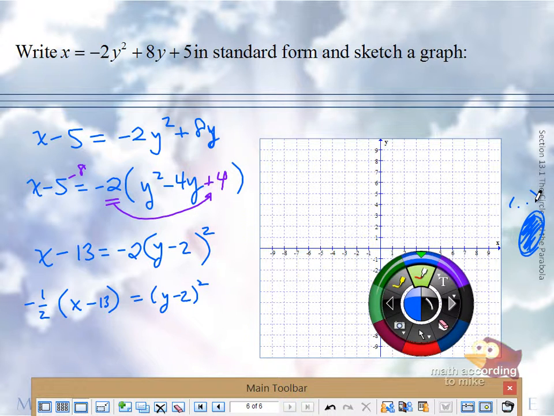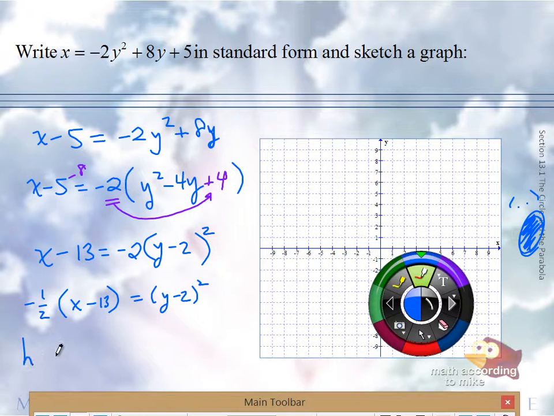Well, let's find our h, k, and p. Actually, you find the h, k, and p, and then you tell me what direction the parabola is going to open in and why. What's your h? 13. What's your k? 2. So hk would be the vertex, 13, comma 2. What is your p?